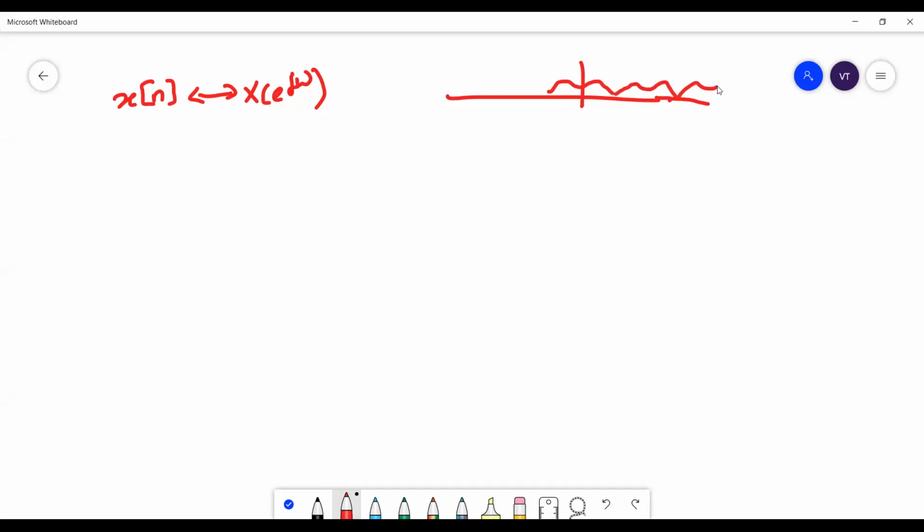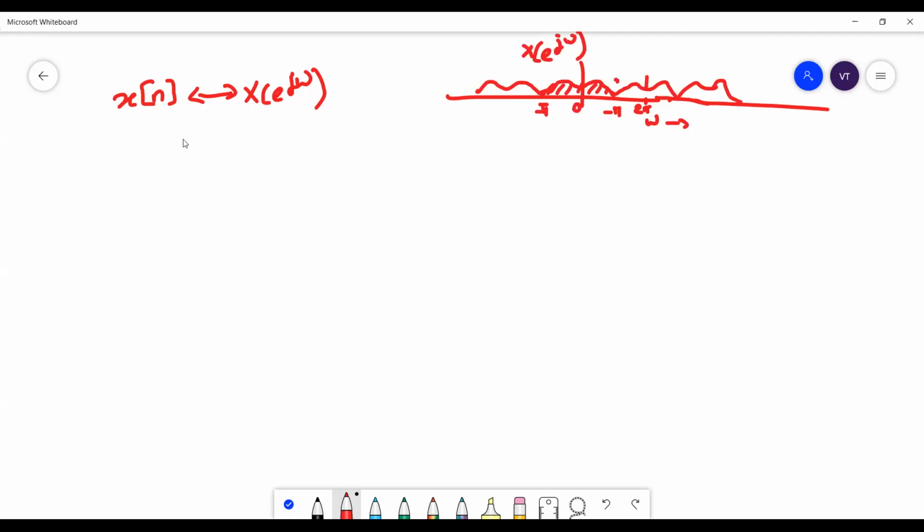But you know that X of e power j omega is a periodic spectra. So this is what you have. This is X of e power j omega. I assumed X of e power j omega to be real so that I can illustrate that here. So this is omega. Omega is uniquely in the range 0 to 2 pi, or maybe minus pi to plus pi. So this is repeating.